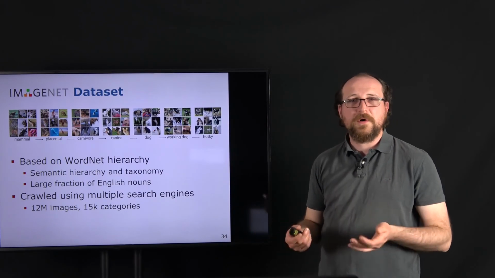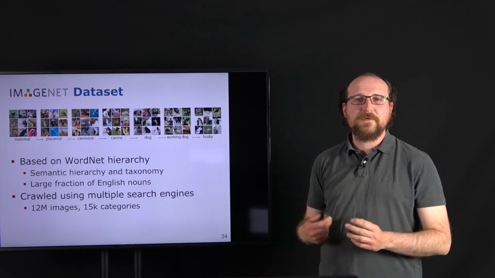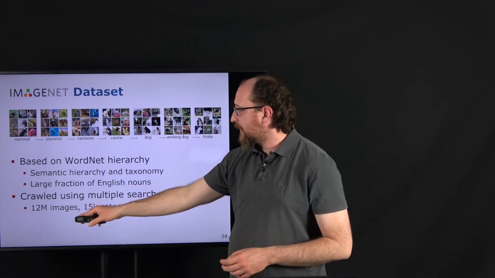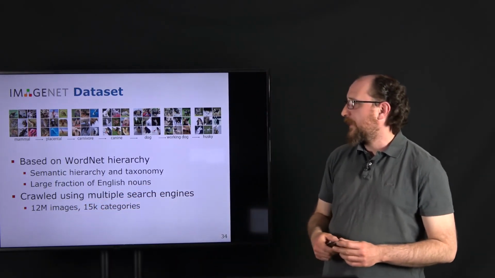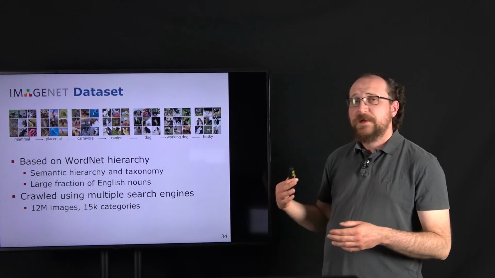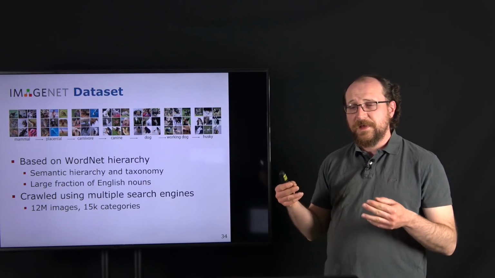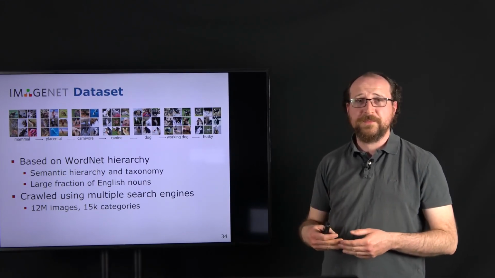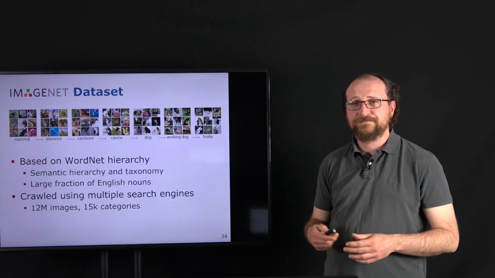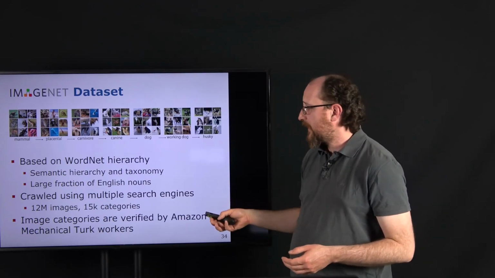And of course, not all these images were as perfect as nowadays. They also maybe did not correspond to something that you want to have in the end. But by this crawling, they got 12 million images for 15,000 categories, which came from the WordNet. The specific advantage of the WordNet representation is that it also has synonyms of different terms, and this can then be used to extend the search. And the ImageNet categories are then verified by humans.